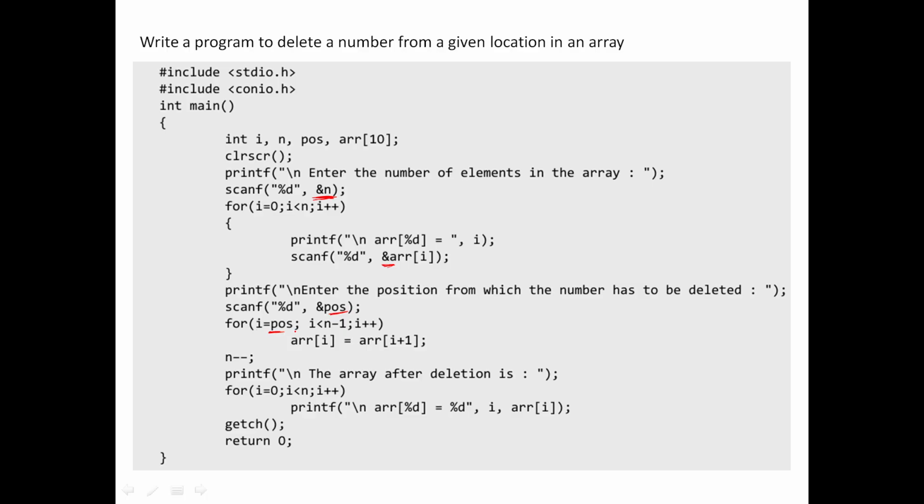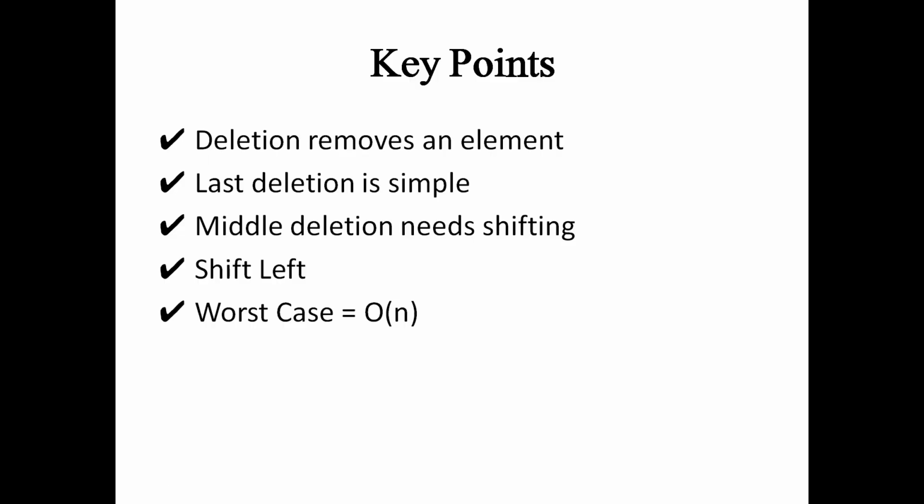So I is equal to position, I less than n minus 1, which is the last element, I plus plus. As you are going in the forward direction, you always increment the loop variable I plus plus. You take the next element and put it in the current location. That means you take I plus 1 and put it in I. After removing one location successfully, your array size will be reduced by 1. So you need to decrement n. After deletion, what is the final array you are displaying again using a for? For I is equal to 0, I less than n, I plus plus. You are displaying all the elements. So this is the C program.